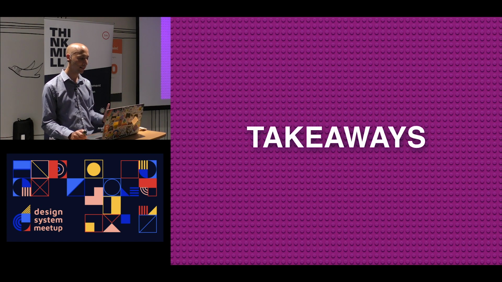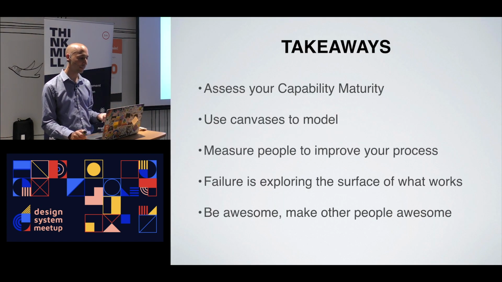So takeaways. Assess your capability and maturity. Use canvases to model. They're very cheap and easy to make. Just have sessions where you post-it note and collaborate. Measure your people to improve your process. Any optimized process is actually always about the people within that process. Don't fall into the dogma of getting addicted to a process. Always remember that people are behind every single thing that we build things for.